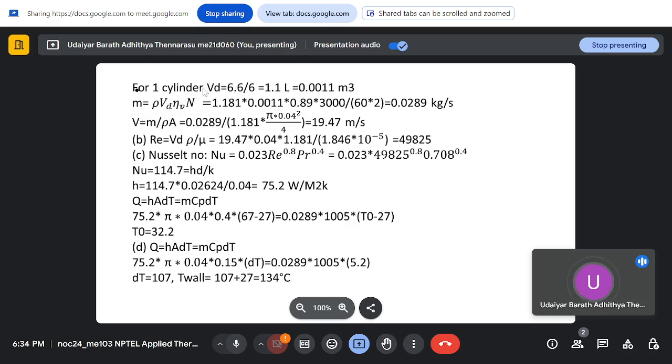So with it, for one cylinder, your displacement volume will be 6.6 is the total capacity. So divide by 6, which gives you 1.1 liter. So with this, we can find out the mass flow rate. So mass will be rho Vd into volumetric efficiency into N.